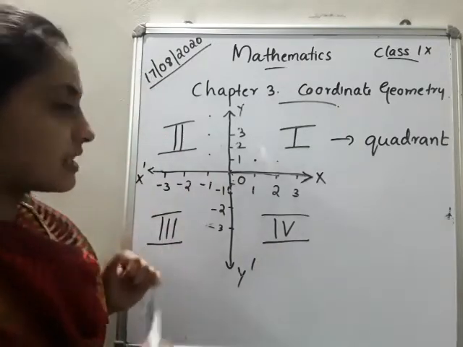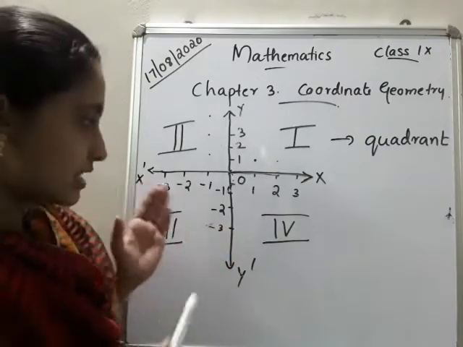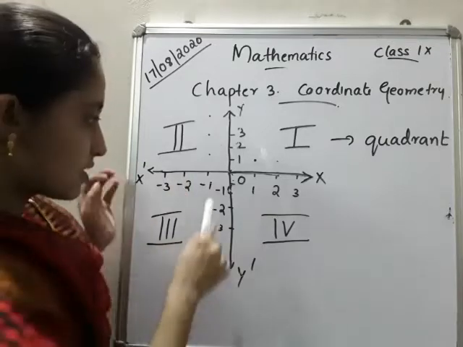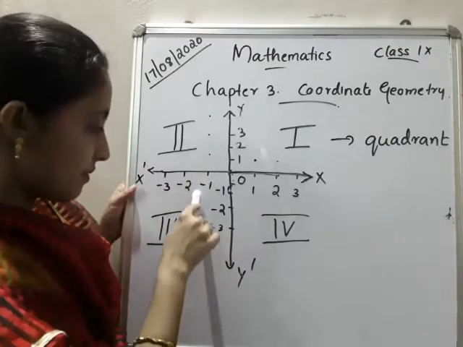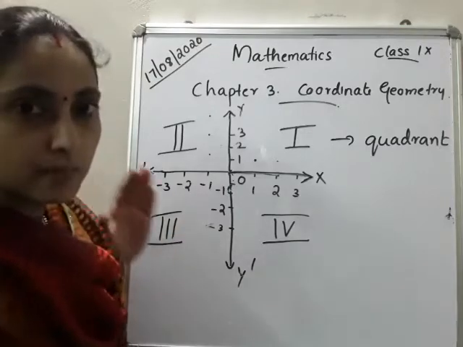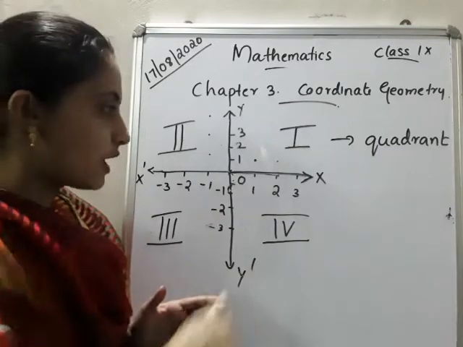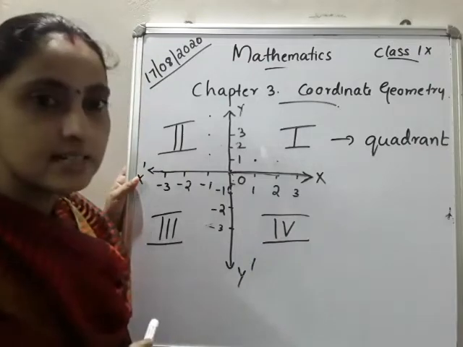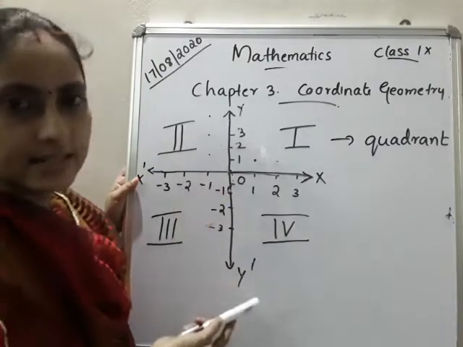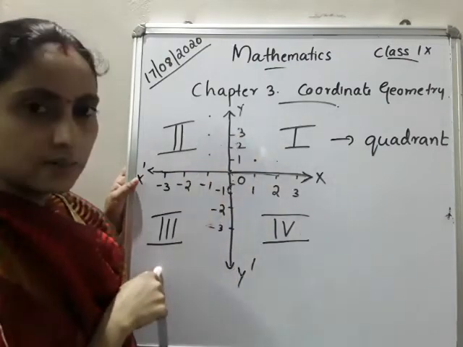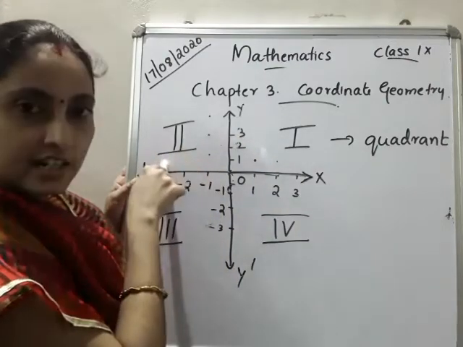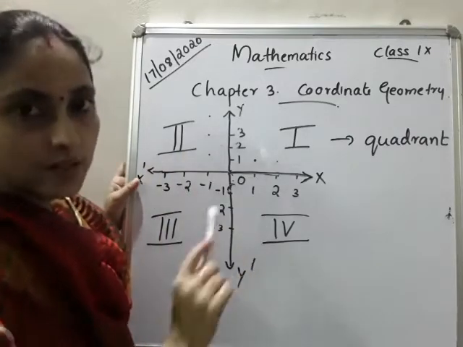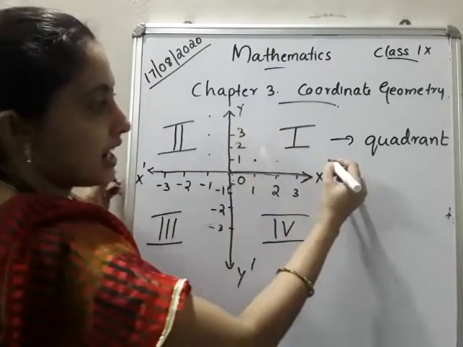Then, can you say what the third quadrant will be? In the third quadrant, both X and Y are negative, because these are negative values and here also negative values. By locating any point on this side, both will be negative. Then what about the fourth quadrant? In the fourth quadrant, the X coordinate is positive and the Y coordinate is negative, the opposite of the second. Here both are positive, in the third both are negative, in the second X negative, Y positive, and in the fourth X positive, Y negative. That's all.